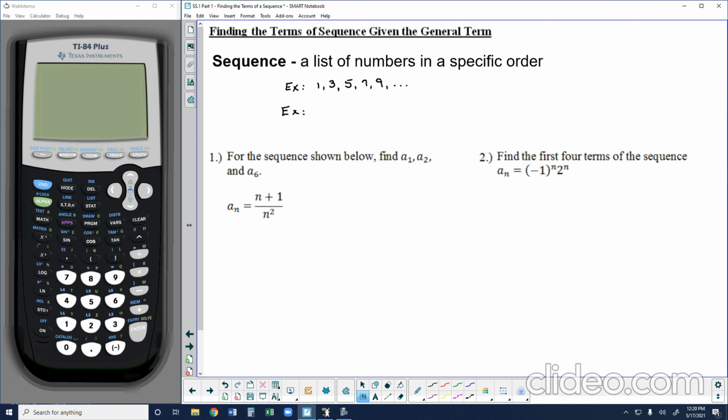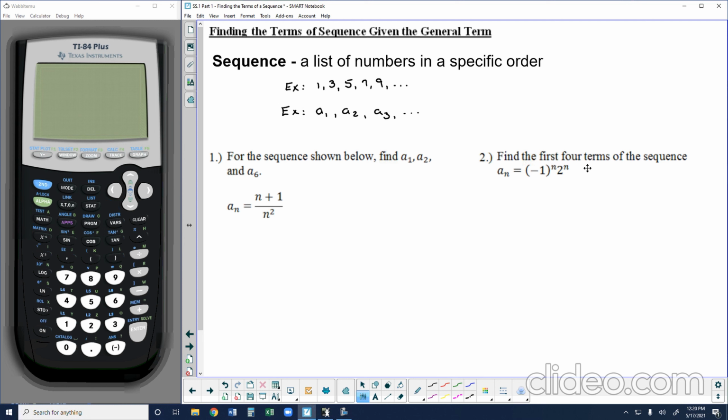So we could write this as a sub 1, a sub 2, a sub 3, and so on and so forth. And this would be a sequence where a is the term. So a sub 1 would mean first term, a sub 2 would mean second term, a sub 3 would mean third term. Currently, this sequence would be infinite, as it's going to go on forever.